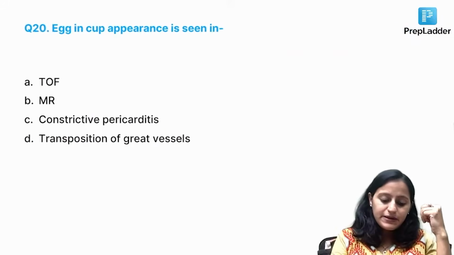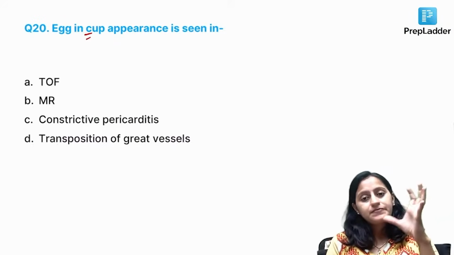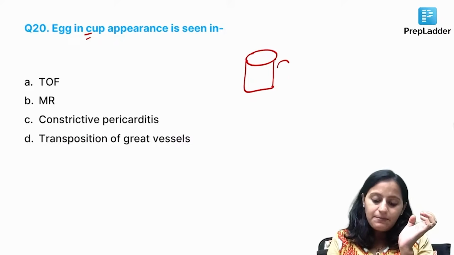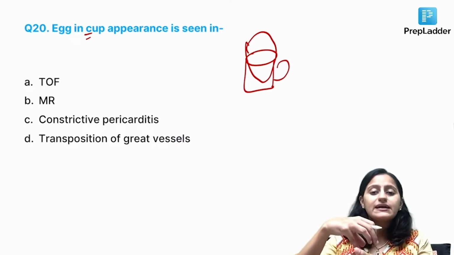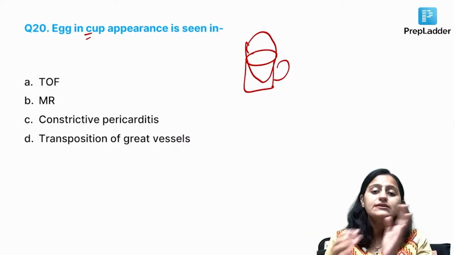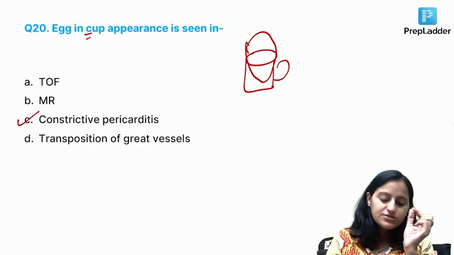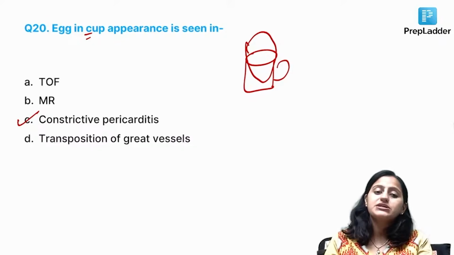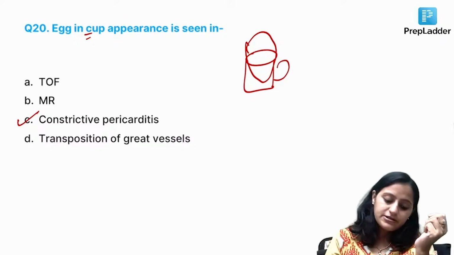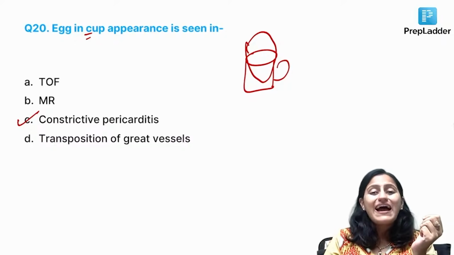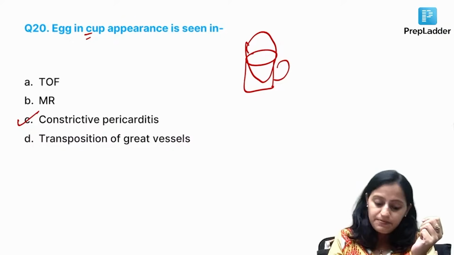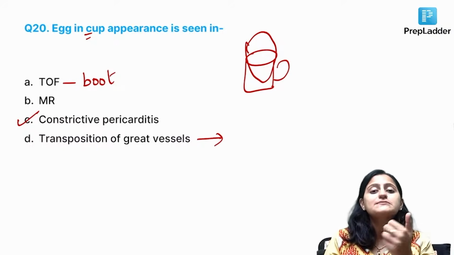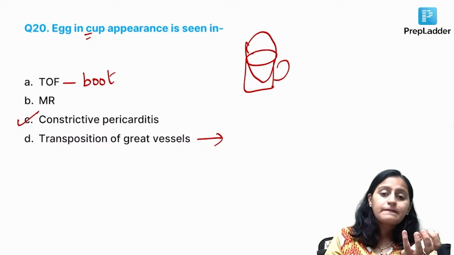Correct. Next one, egg and cup appearance. Remember the tricks from our rapid revision videos. If this is the cup and into that you are putting the egg, what is the cup doing to the egg? Constricting the egg. So it is constrictive pericarditis. Egg in cup is constrictive pericarditis. It is getting constricted. TOF, tetralogy of Fallot. TOF gives what shape heart? Boot shape heart. Right?